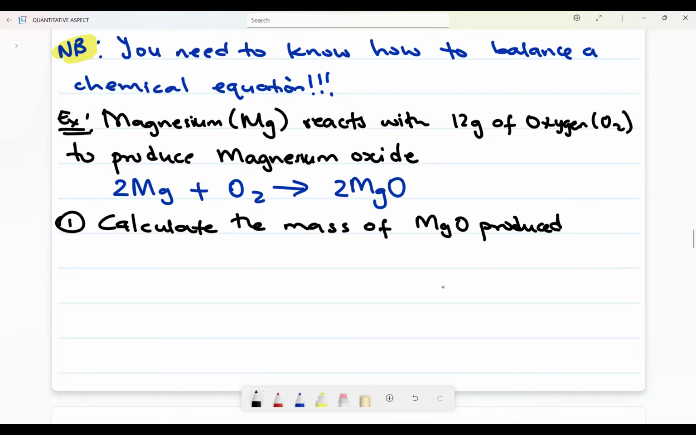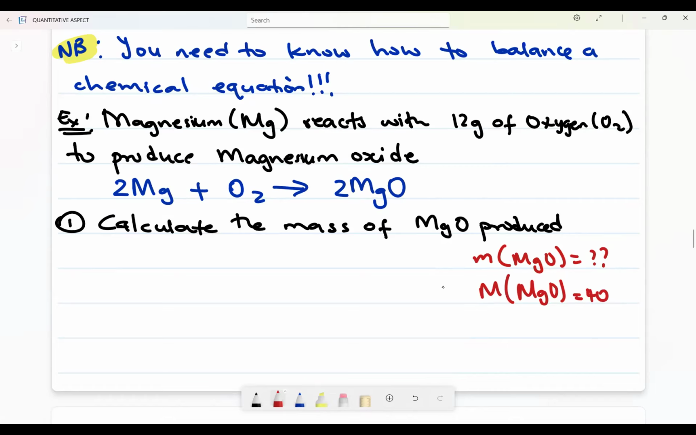How do I know I need to apply stoichiometric calculations? I'll say, okay, what is the question requiring from me? The question wants me to calculate the what? The mass of magnesium oxide. And remember, every time when they say mass, I need to calculate the molar mass of that particular substance. So the molar mass of magnesium oxide is going to be 24 plus 16, which is 40.